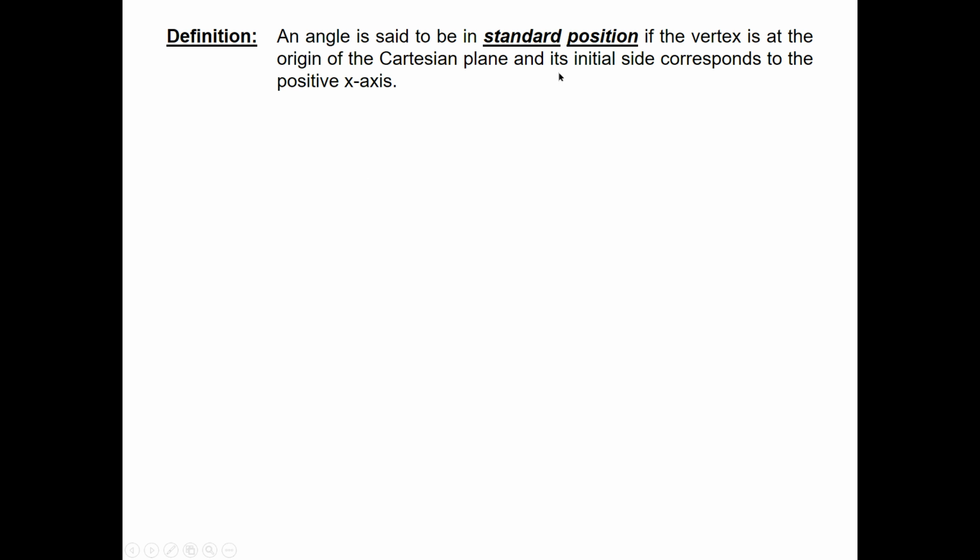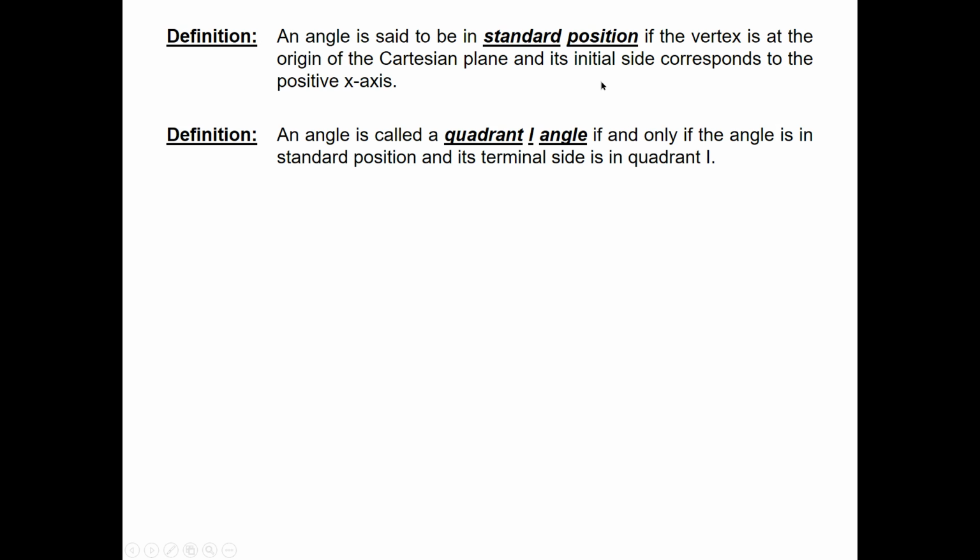An angle is said to be in standard position if the vertex is at the origin of the Cartesian plane and its initial side corresponds to the positive x-axis. So an angle is called a quadrant 1 angle if and only if the angle is in standard position and its terminal side is in quadrant 1. Now remember in the quadrants, you start in the upper right-hand corner where x and y are both positive and go counterclockwise. So it would be quadrant 1, quadrant 2, quadrant 3, quadrant 4. So similarly for the other three quadrants. You have a quadrant 1 angle, quadrant 2, quadrant 3 angle, quadrant 4, and so on.